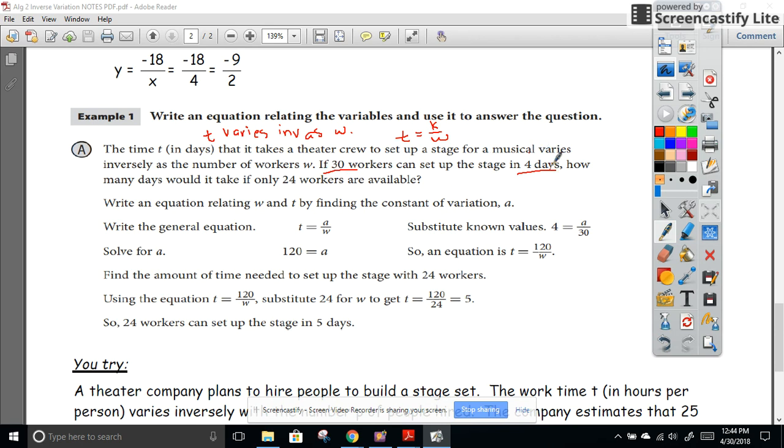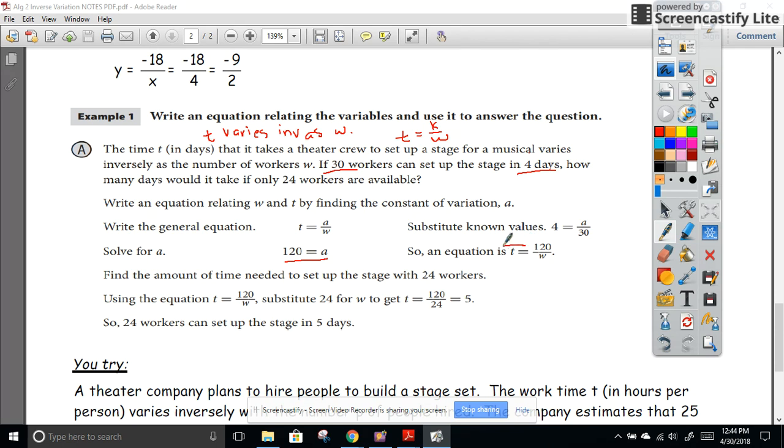So 30 workers can set up the stage in 4 days. So you plug in what you know. The T is the number of days. 30 is the number of workers. So you set that up, and now you solve for your constant of variation. How do we get the A by itself? Multiply both sides by 30. 4 times 30 comes out to be 120.